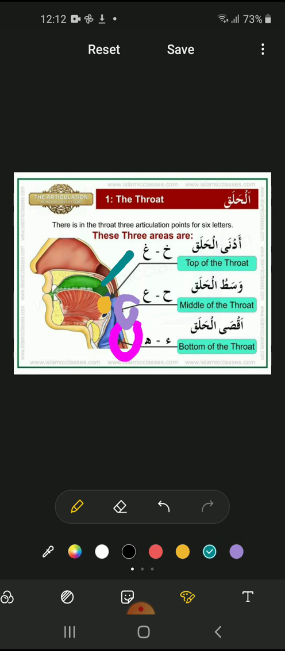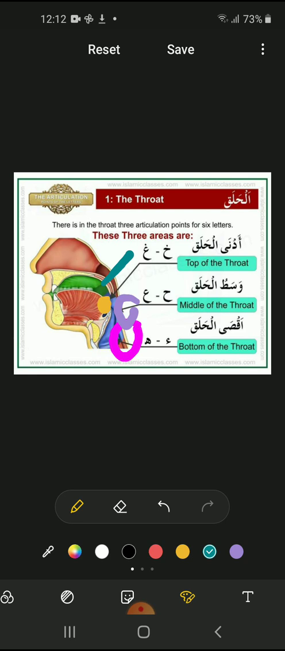We call it the top of the throat, or the closest part of the throat to the mouth. You have to know that we are not producing the Ghain and the Ha from the tongue at all. We are not using the tongue. But as I told you, this is the place below the uvula, and it is not the back part of the tongue. So we are before this, we are below the tongue.